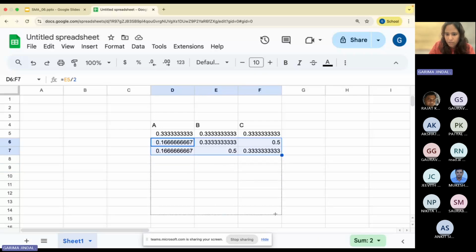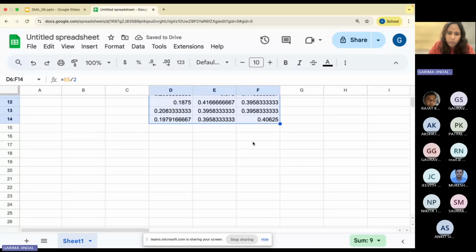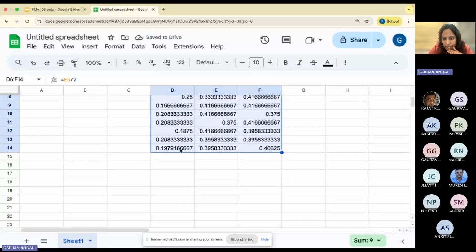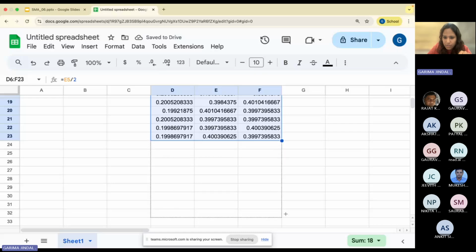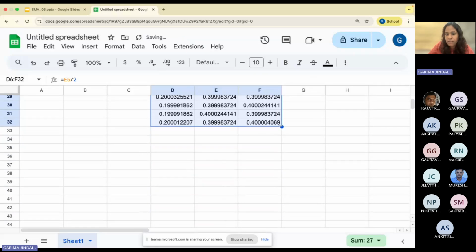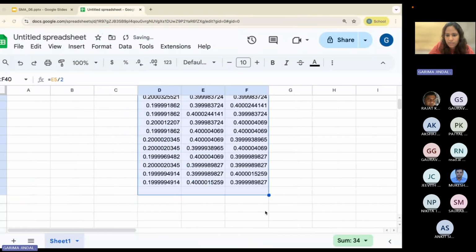Now if I select this and drag it, I'll keep on getting the values. You can see that only a minor difference is happening here. I initially claimed that in the matrix, if you keep on distributing the values like this, there will come a point when there will be no increment or decrement. But here you can see that minor increment and decrement is happening. But let's try to do it for even more iterations.